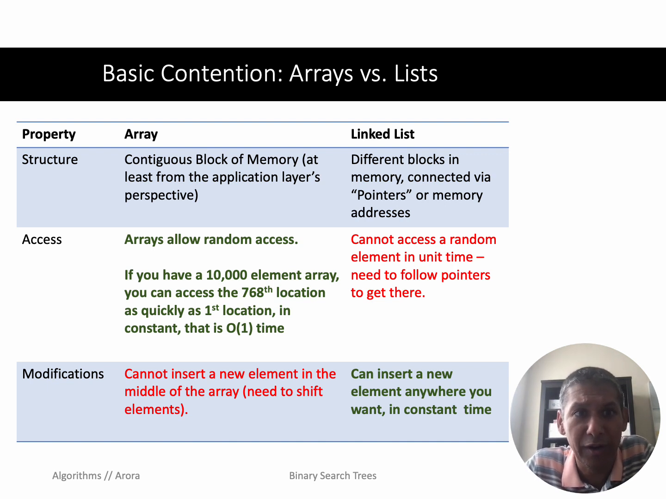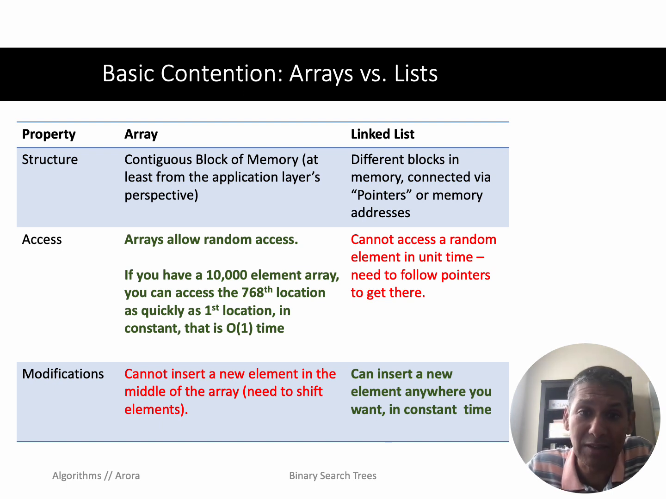The structure of an array essentially represents a contiguous block of memory. And when we say contiguous block of memory, we mean, at least from the application layer's perspective, typically from a programmer's perspective, we think we have a long block of memory. The operating system may or may not actually have that contiguous block of memory assigned, but from our programmer's perspective, we feel we have this memory and we can do the memory arithmetic on that. That's basically what we have, and then the arrays allow us random access.